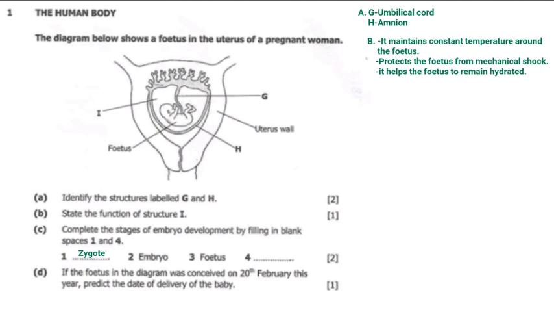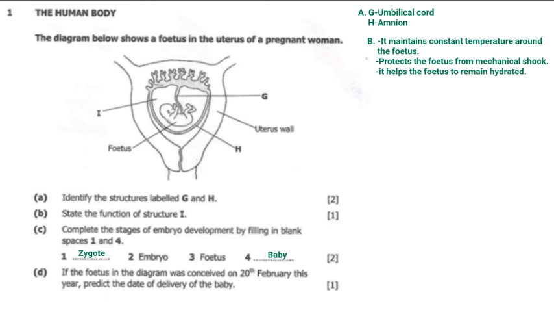Then the zygote will develop into an embryo. Then when a baby is fully formed, it will be called a fetus. After the baby is called a fetus, then it's going to be called a baby. This is when the baby is born. Sometimes it's called a newborn. It can be newborn baby or newborn. But basically if you filled in these gaps with these words, then you have gotten 2 marks.